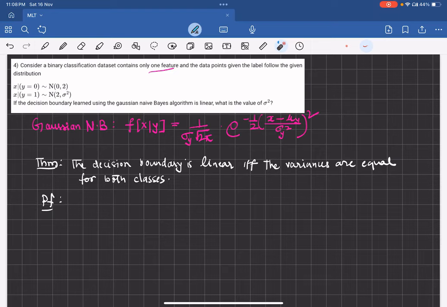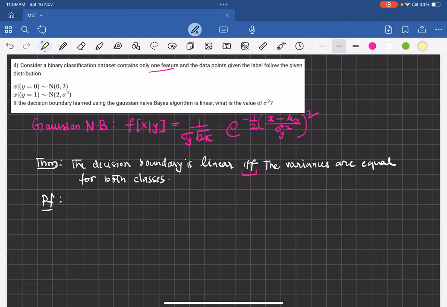Since it is normally distributed, the PDF will look like what is given on the screen: 1 by sigma under root 2 pi, e to the power minus half of x minus mu by sigma whole square. Note one minute thing, which is that sigma depends on y, and mu depends on y. Again here sigma square depends on y. There is a very important theorem which says that the decision boundary is linear if and only if the variances are equal for both the classes. And we will try to prove this result mathematically.